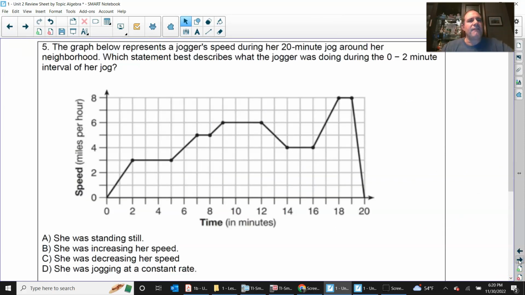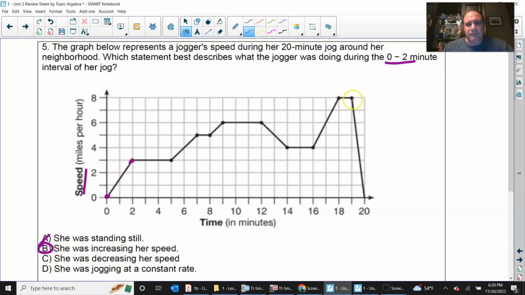Number 5, the graph below shows a jogger's speed during her 20-minute jog around her neighborhood. Which statement best describes what the jogger was doing during the 0 to 2 minute interval? She was standing still? No, she was not standing still. She's gaining speed. See, this is speed. She was increasing her speed. All right. She was decreasing her speed?